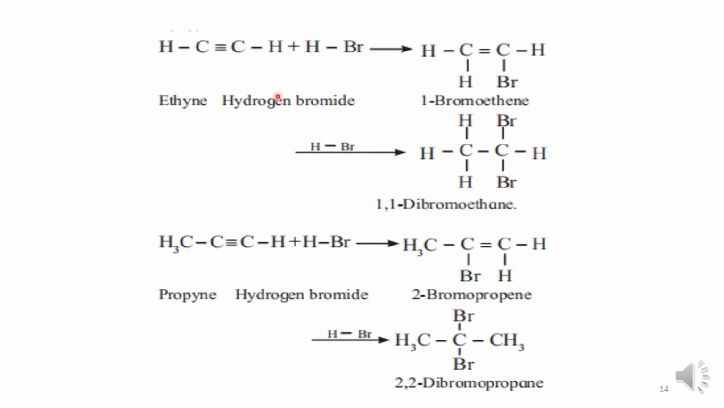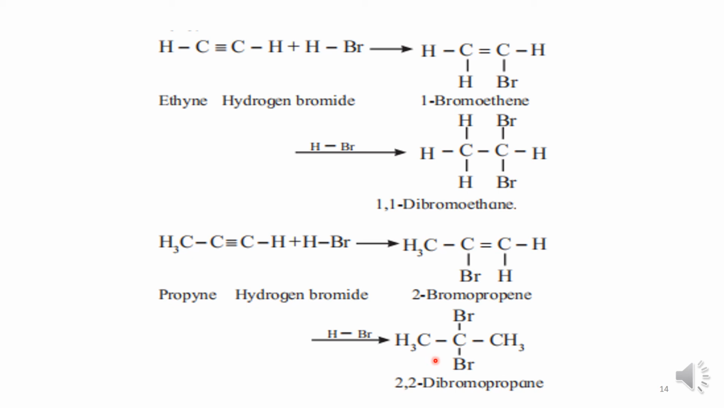Like, if we have ethyne and it is treated with hydrogen bromide, then the first product obtained is 1-bromoethene, and on further treatment with HBr, we will get 1,1-dibromoethane. Another example: propyne is added with HBr, we will get first 2-bromopropene according to Markovnikov rule, and on further treatment with HBr, we will get 2,2-dibromopropane.